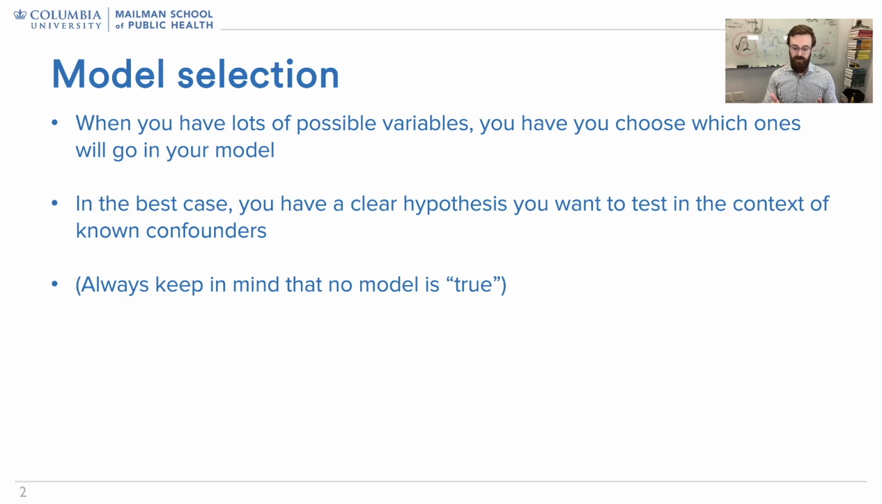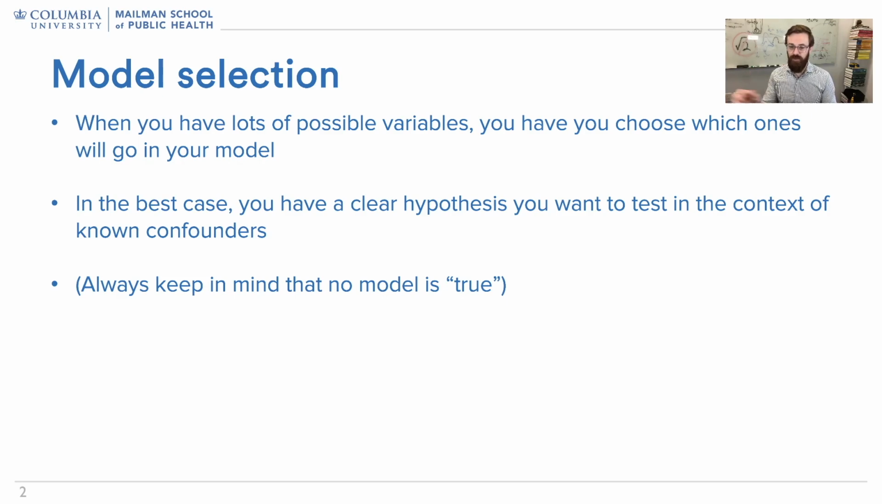Now, in the very best case scenario, you know a lot of what you need to put into your model. You know what confounders you have, a clear understanding of what structure that is going to take, and there's maybe one predictor that you're interested in. You want to know the effect of this variable in the context of a model that you care about. And I say that this is the best case because it's the one where statistical inference really works the way that it's supposed to.